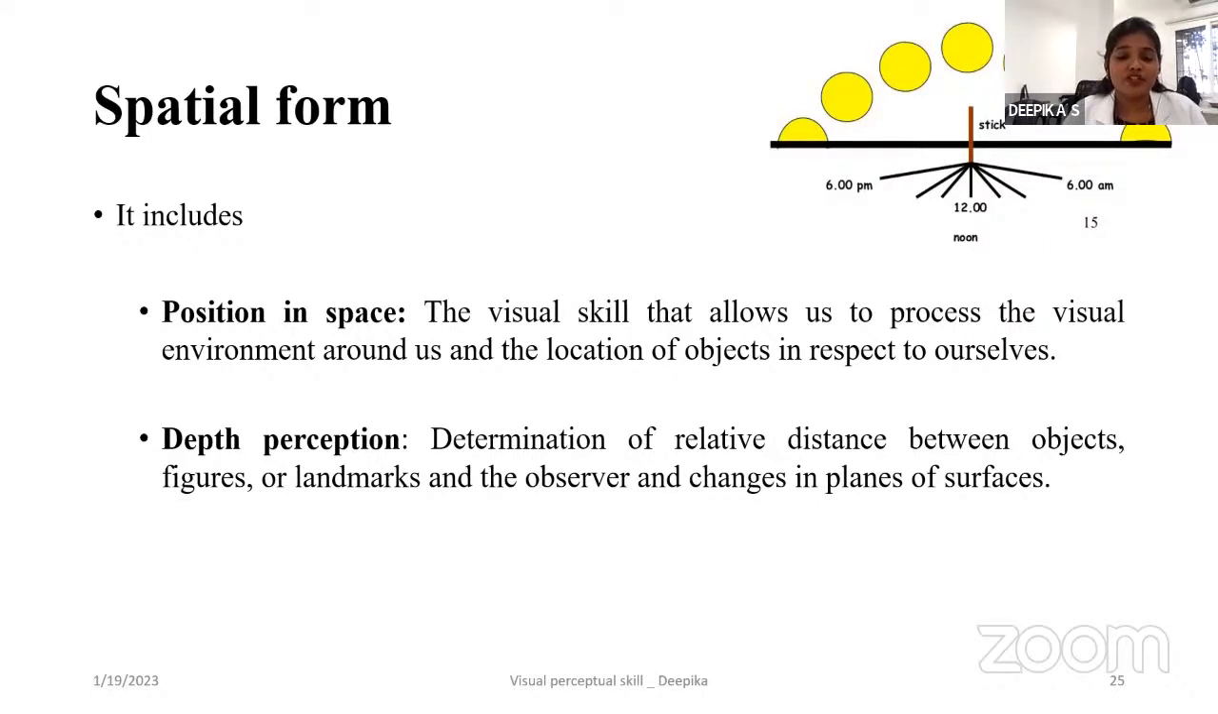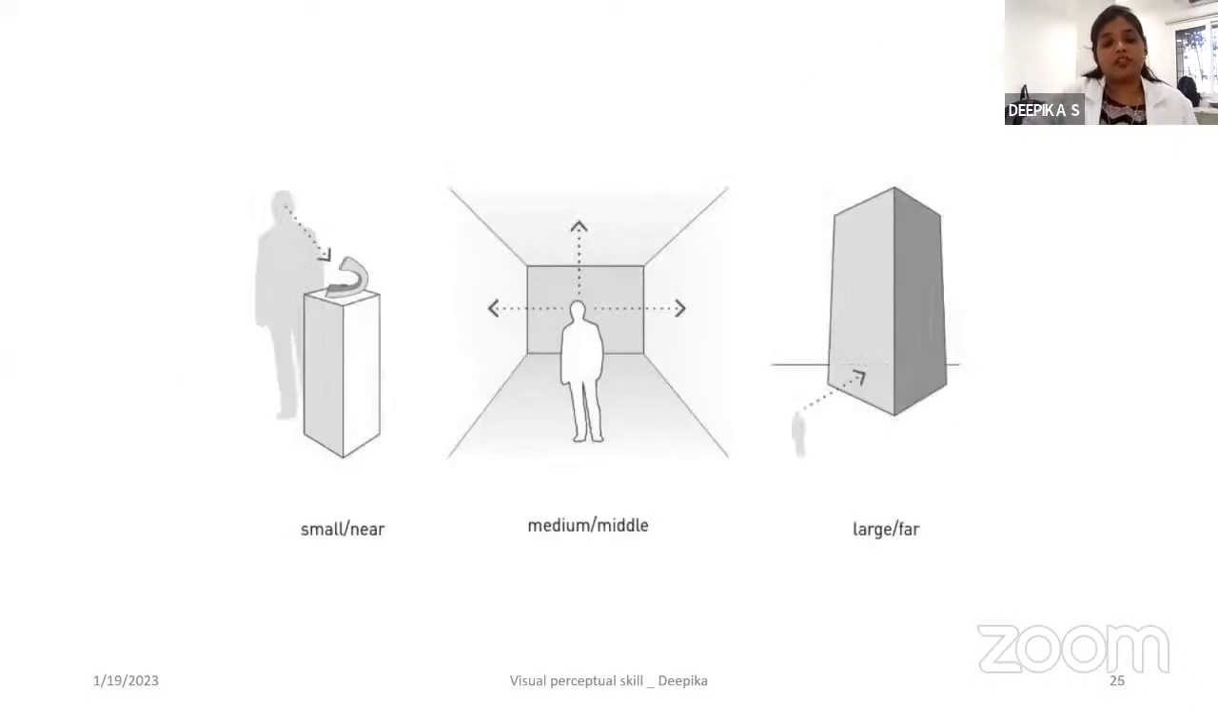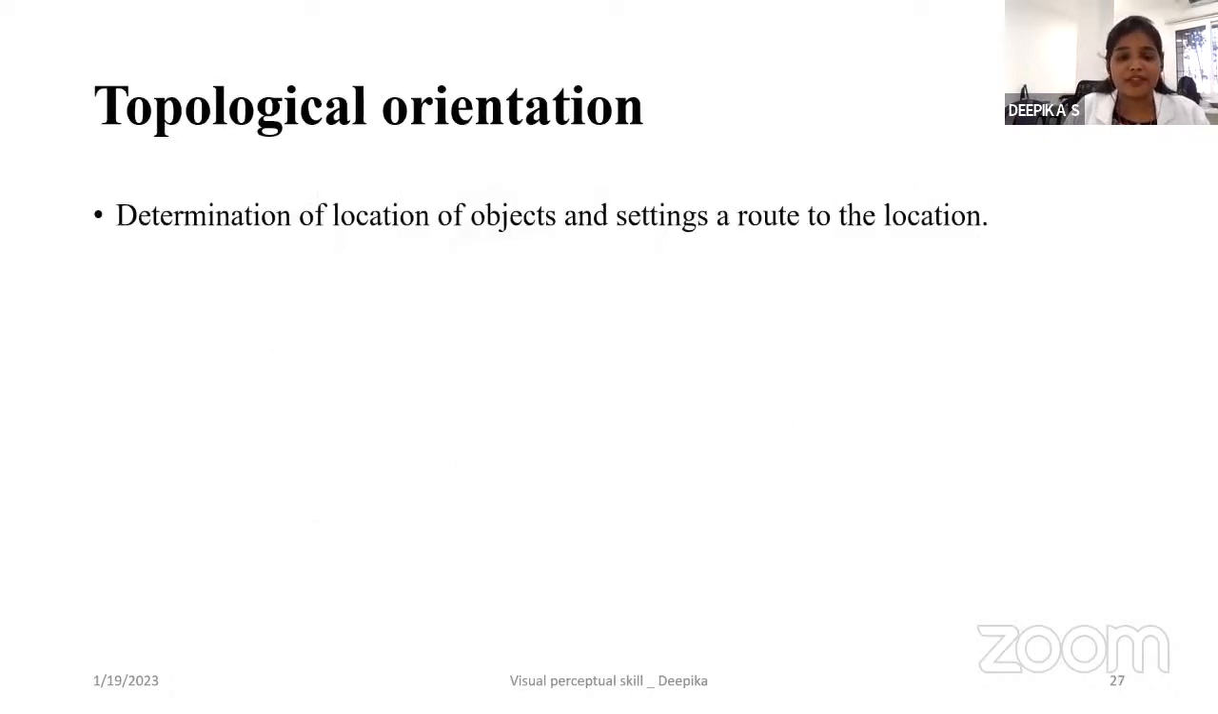Depth perception is the determination of relative distance between objects, figures, or landmarks, and the observance of changes in planes of surfaces. In this picture, we could see a man standing at medium height, and he could see two objects on the sides. The one object on this side is small and near to him, and the other object is very far and large to him. We can only see this with spatial form and depth perception. And topological orientation is the determination of the location of objects and setting a route to the location.